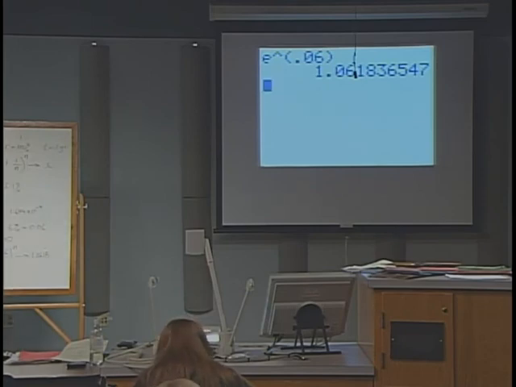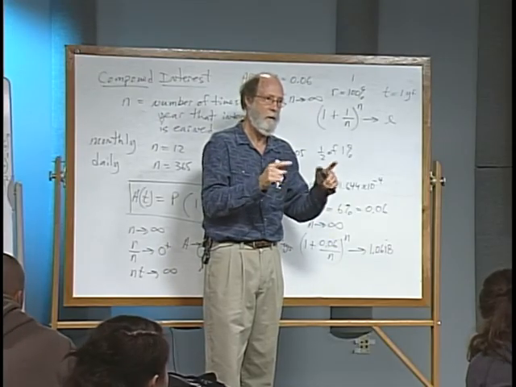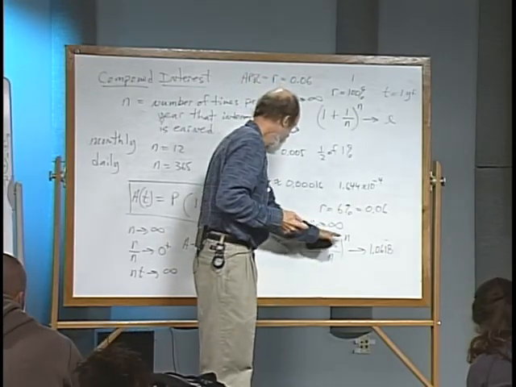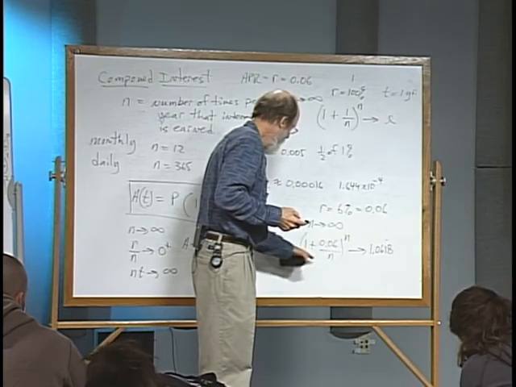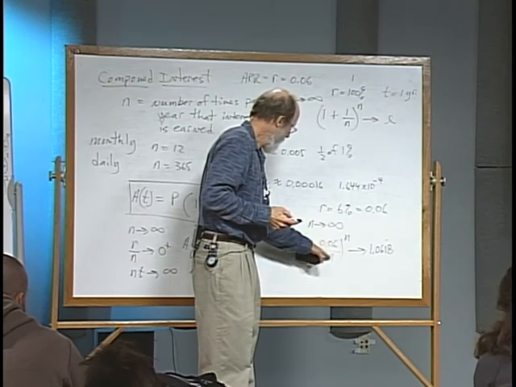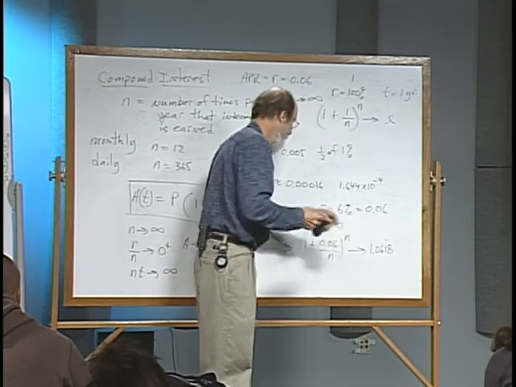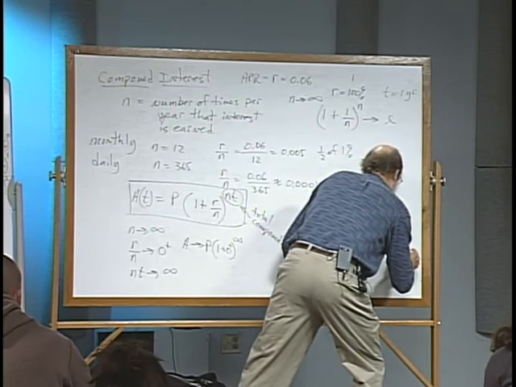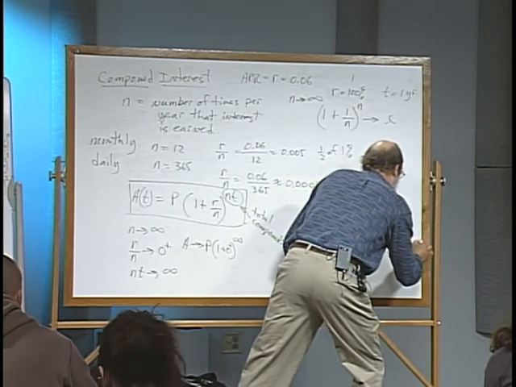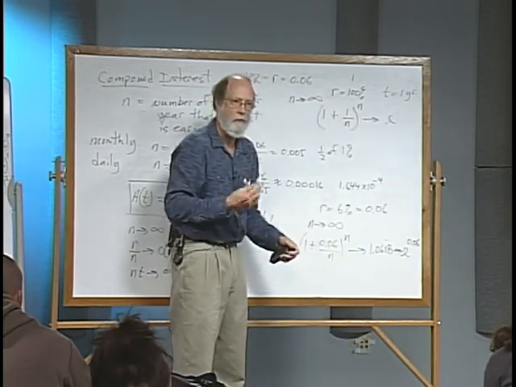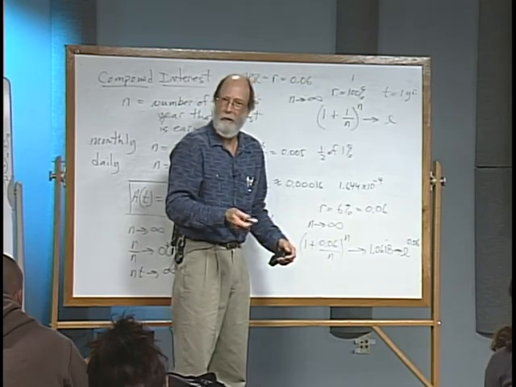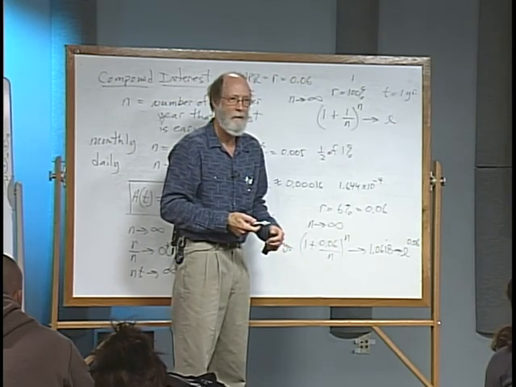So by a numerical investigation, and this is not a formal mathematical proof, but by an informal numerical investigation, it appears that this expression, as n goes towards infinity, if the number of compoundings goes towards infinity, the value you get for that thing is approaching e to that 0.06 power. Or in general, it's going to approach e to the r.